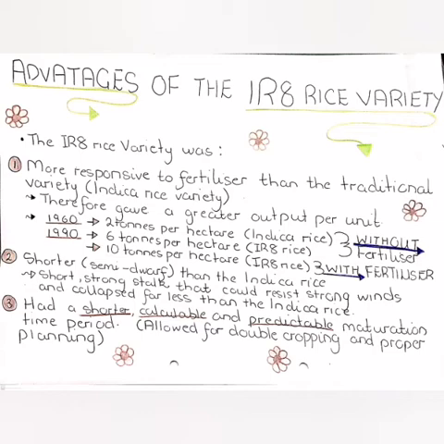And using the IR8 rice variety in the presence of fertilizer produced about 10 tons of rice or grain per hectare. The IR8 rice variety also had shorter and stronger stems as compared to the indica rice, and therefore the plants could withstand strong winds and were therefore not as easily destroyed as the indica rice plants. The growing period for the IR8 rice variety was also shorter, was easier to calculate, and was more predictable, and this allowed for double cropping. This also allowed for proper planning.